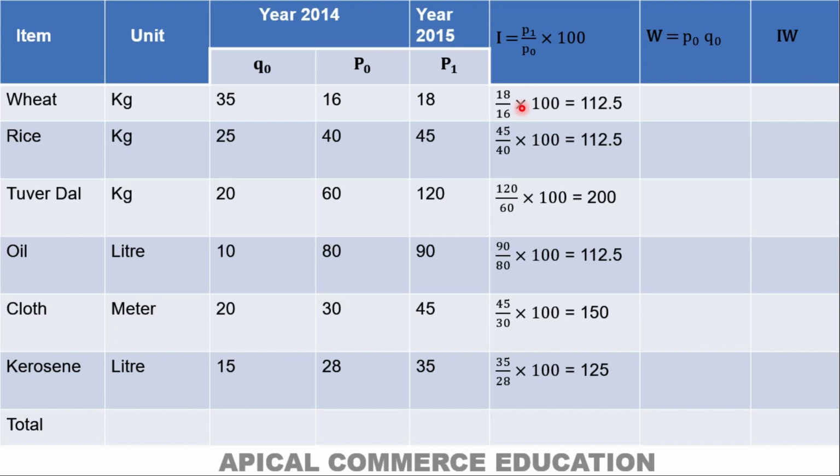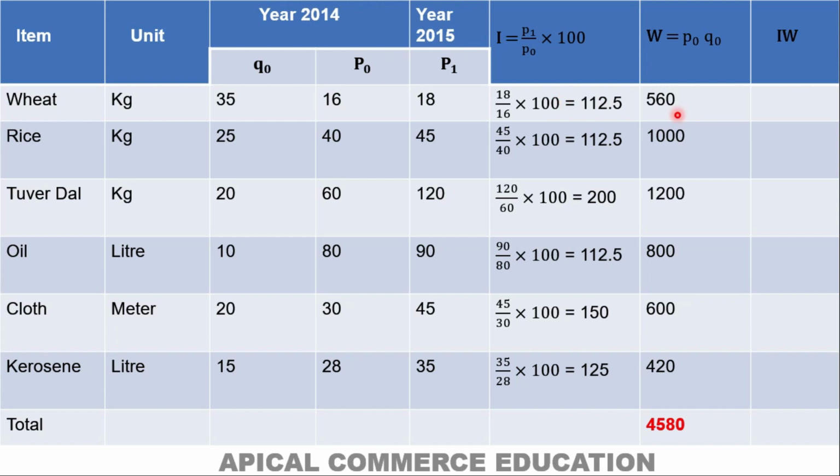Now let's calculate weight. So W is equal to P0 into Q0. We'll multiply these two columns. So for wheat, we'll get 16 into 35, 560. For rice, we'll get 40 into 25, 1000. For tuer dal, we'll get 60 into 20, 1200. For oil, 80 into 10 will give us 800. For cloth, 30 into 20 will give us 600. And for kerosene, 28 into 15 will give us 420. So now we'll do the total of this column and we'll get sigma W as 4580.